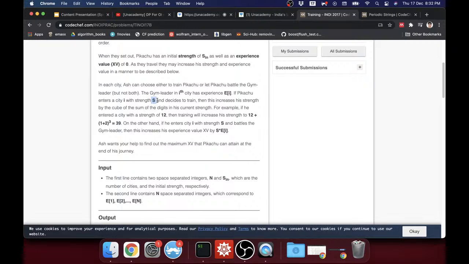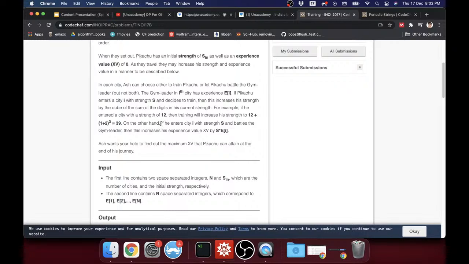enters the city with strength S and trains, then its strength increases by the cube of the sum of the digits of its current strength. So basically, let's say its current strength is 12. Then after training here, you sum the digits of 12, which is 1 plus 2, 3. You cube it, so that's 27. So you add 27 to 12, which comes out to be 39. So now your new strength is 39.